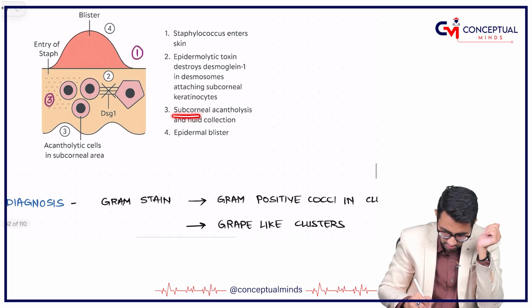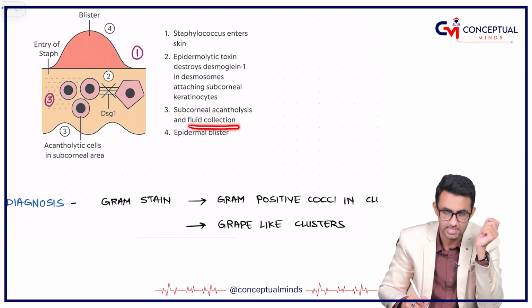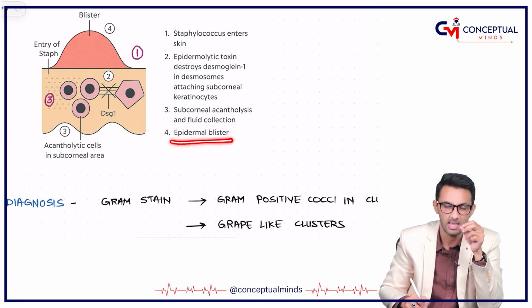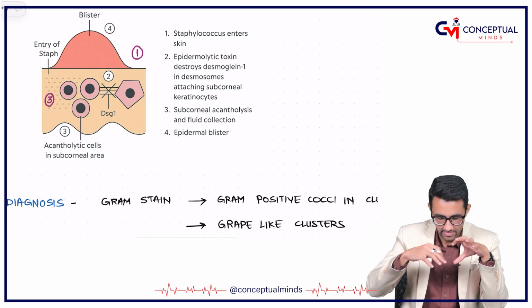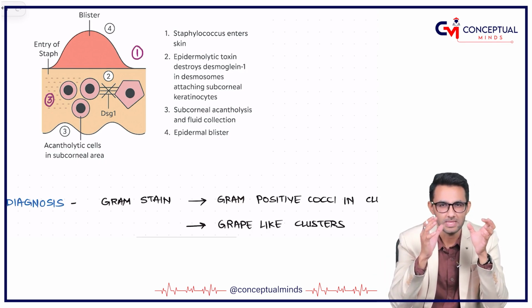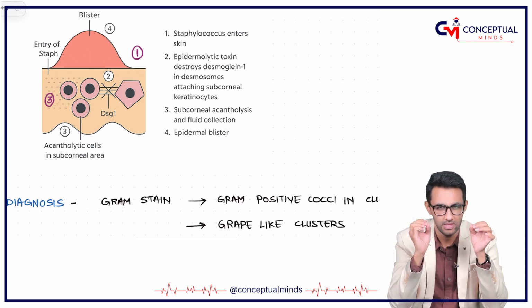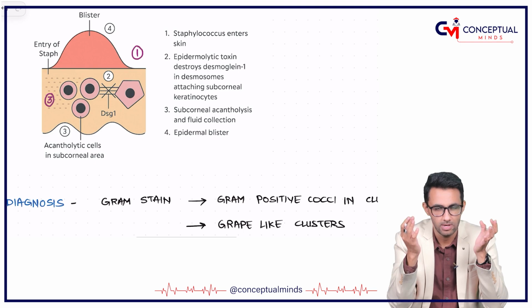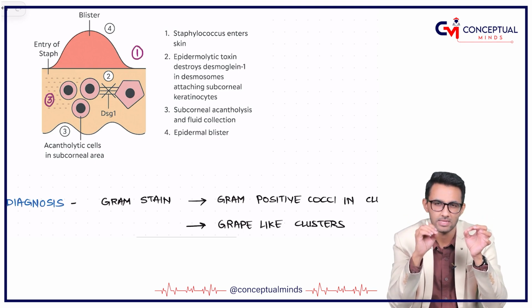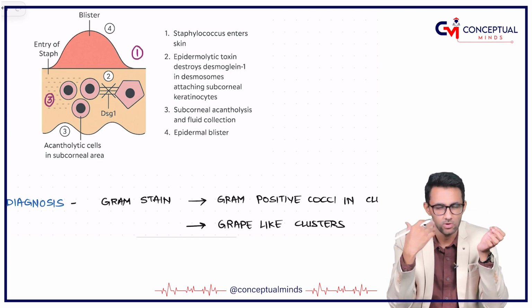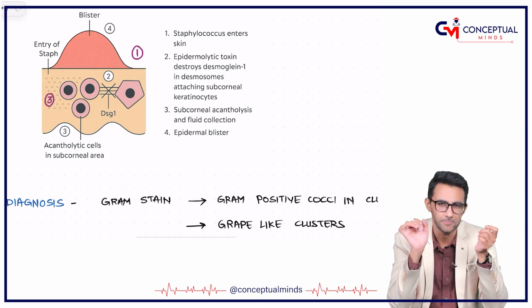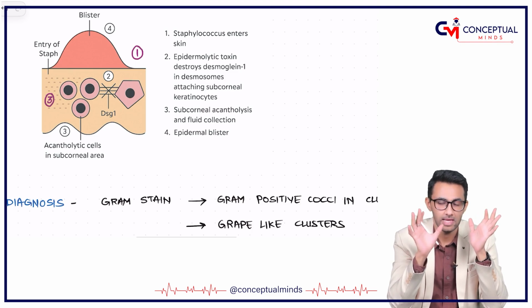So that is what we have drawn in this diagram. There is subcorneal acantholysis and fluid collection, and the last step is that epidermal blisters are formed. I hope this is very clear. So why is there formation of blisters in impetigo? Maybe it is bullous, maybe non-bullous. At some point there is fluid oozing out and some sort of blisters being formed. Could be flaccid, could be a proper bullous one.